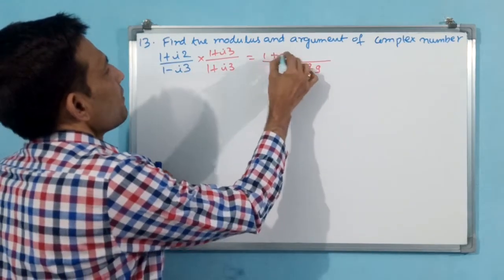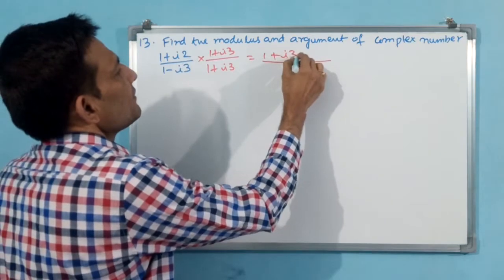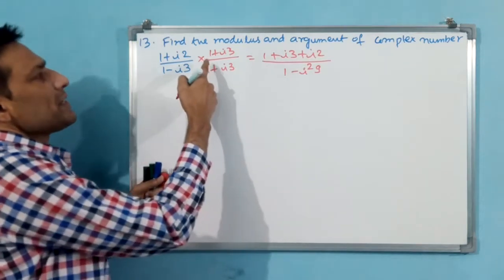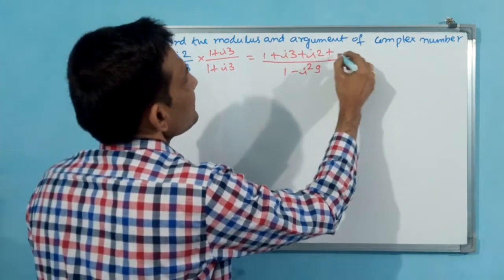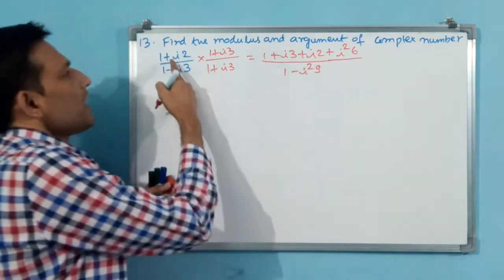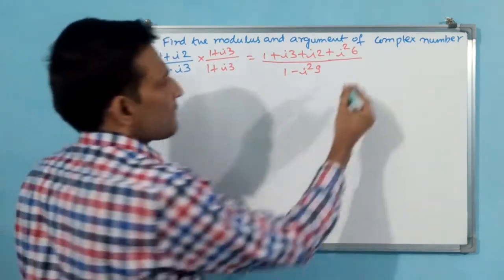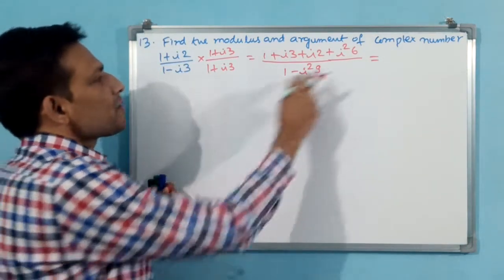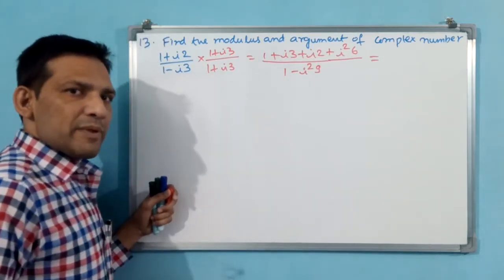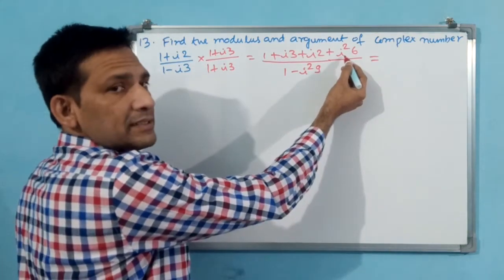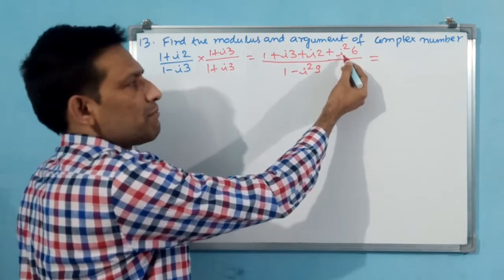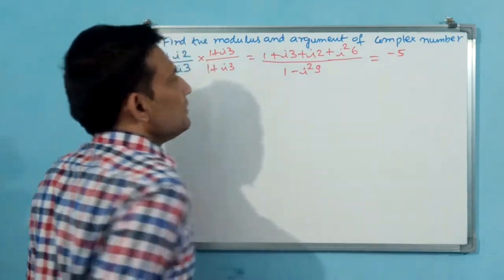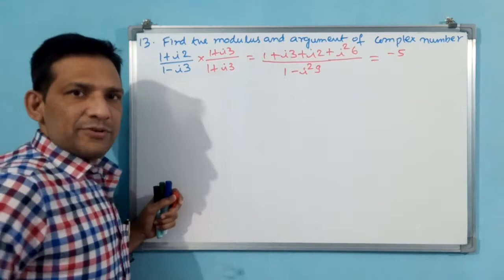But the numerator, if you see: 1 into 1, 1, plus 1 into i3, plus i2 into 1, i2, plus i2 into i3, i6, i square 6, that is 2 into 3, 6. Further we simplify. Here we separate the real part and the imaginary part. i square is minus 1, so minus 6, 1 minus 6, minus 5. Write down minus 5. i3 plus i2, i5.